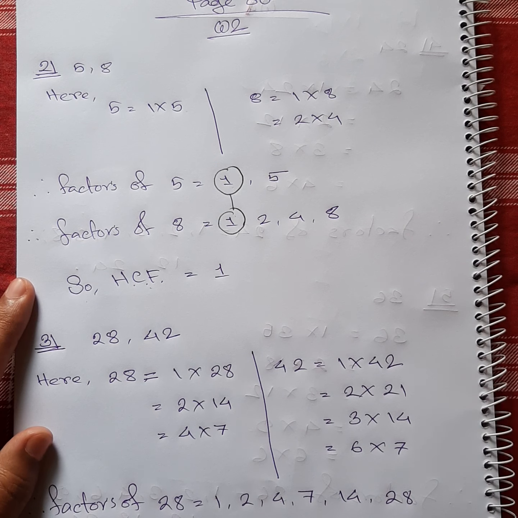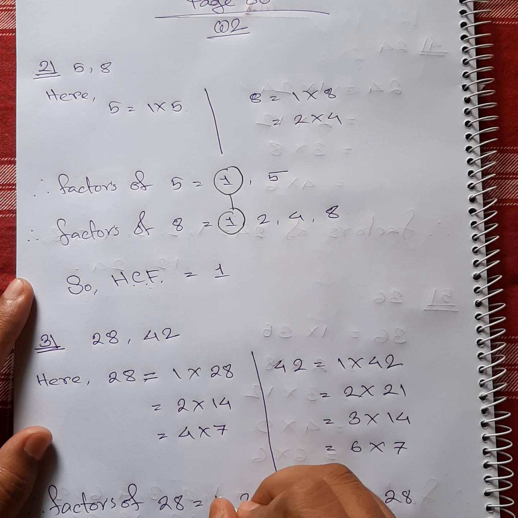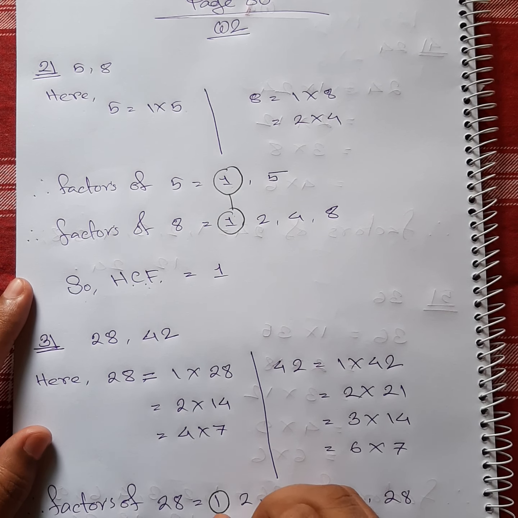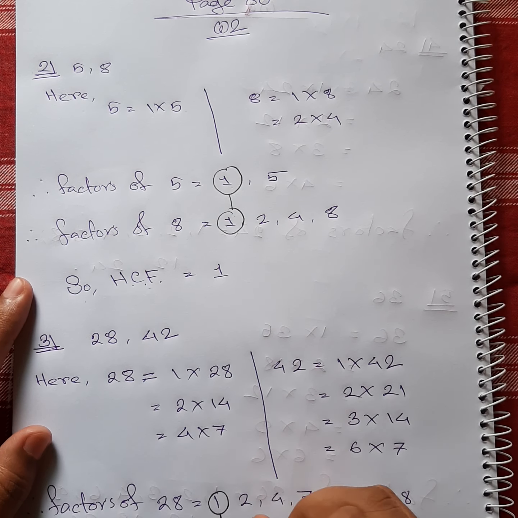Here there is a little change in the story. Of the common factors, 1 is a common factor, 2 is a common factor, 3 doesn't have, 4 no, 7 is a common factor, 14 is a common factor. Anything else? No, it doesn't have anything else. So as we are talking about the highest common factor, we will take the highest one. It's 14. 14 is your HCF.